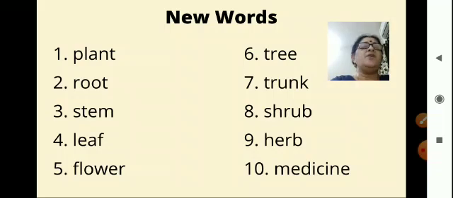Once again, all the 10 words: plant, root, stem, leaf, flower, tree, trunk, shrub, herb, medicine. Okay children, now you write these words in your 9-number book 3 times and learn.